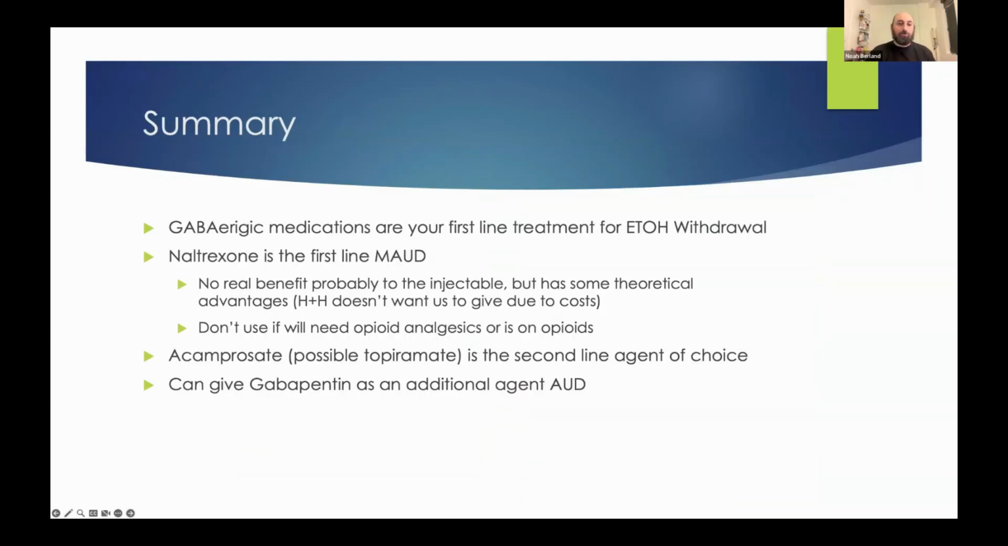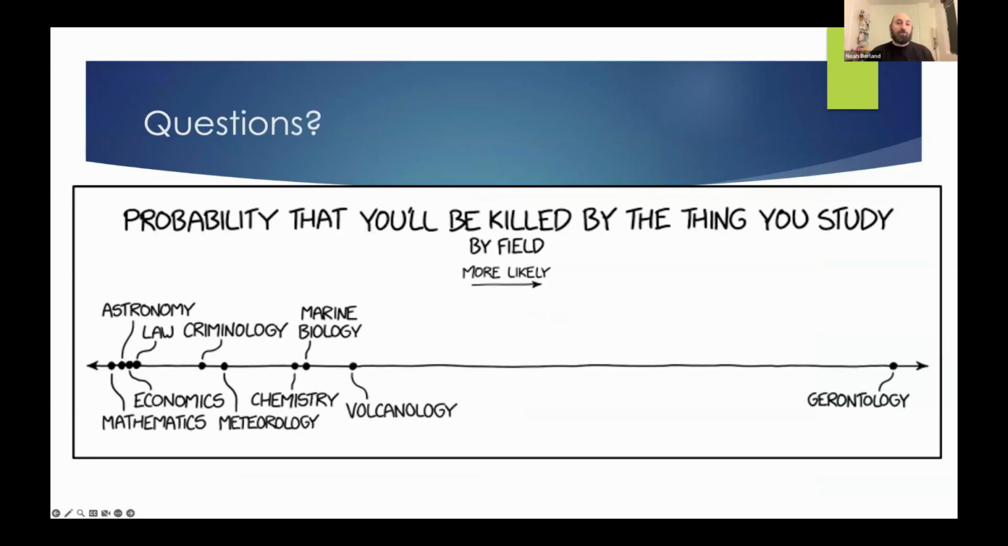Okay. And in summary, GABAergic medicines are our first line treatment. Naltrexone is our first line medication for MAUD. Probably no real benefit to the injectable. You're supposed to be giving the oral anyway at H&H for cost reasons. Don't use it when somebody needs opioids, whether for opioid use disorder or as an analgesic. Acamprosate or topiramate would be our second line, gabapentin as an add-on, and really be aggressive and upfront with your treatment for alcohol withdrawal, because that's where it gets the worst.